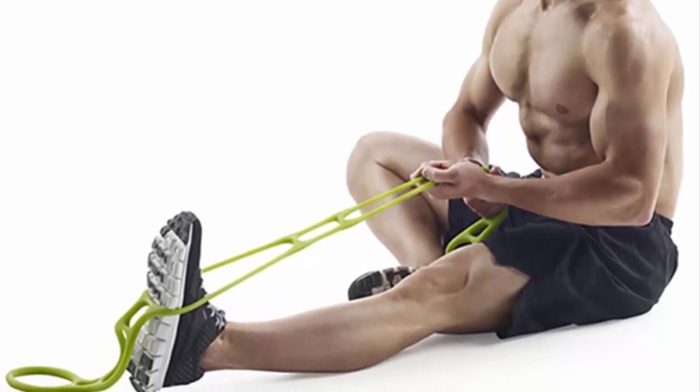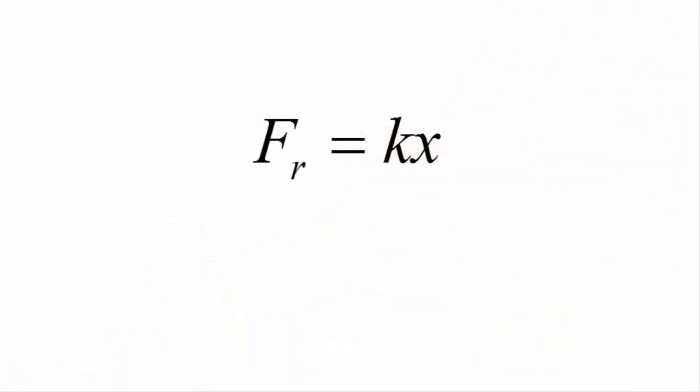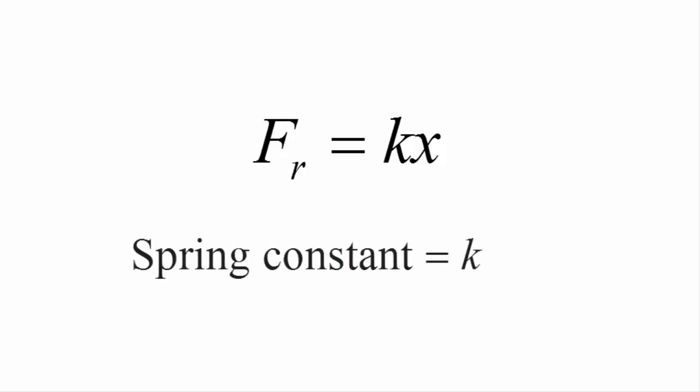The relationship between the restoring force and the displacement is called Hooke's law and is given by the formula F_r = kx. In this formula, k is called the spring constant. It is a measure of the elastic material's stiffness, or its tendency to resist a change in its length when a force is applied to it. The larger the spring constant, the harder it is to stretch. For dimensional analysis, the spring constant has a unit of newtons per meter.